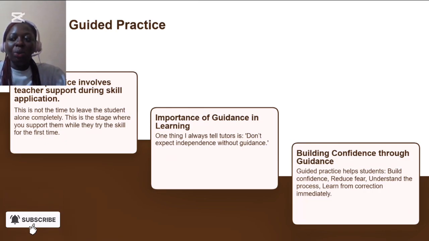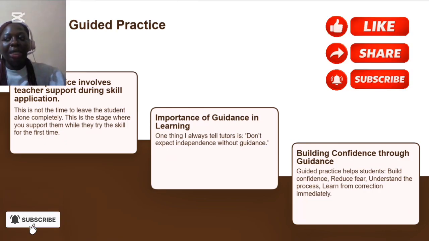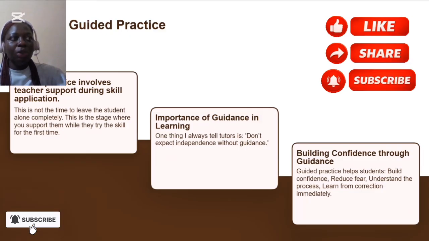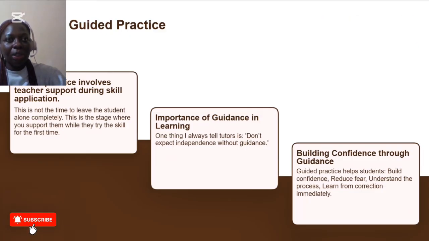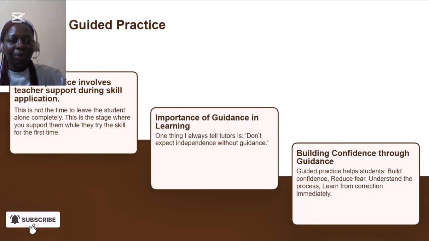Okay, so a lot of tutors make one mistake. I see tutors talk a lot, like the tutors keep on talking. No, guided practice starts with the beginning of the lesson, from the hook, from the introduction. That's where your guided practice starts. Guided practice is more of you, the teacher, asking questions 80% of the time. You're asking the student questions based on the lesson and what the student thinks.